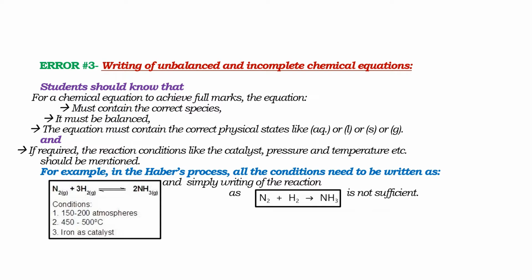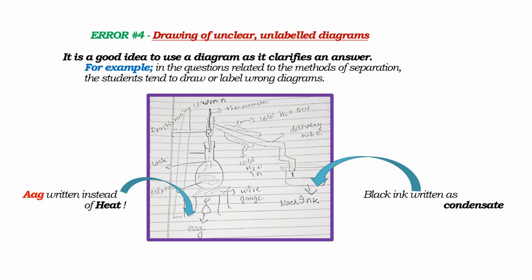For example, in the Haber's process, all the conditions need to be written, like optimum pressure, temperature and the catalyst, and simply writing the reaction is not sufficient. Error number 4. Drawing of unclear, unlabeled diagrams. It is a good idea to use a diagram as it clarifies an answer.